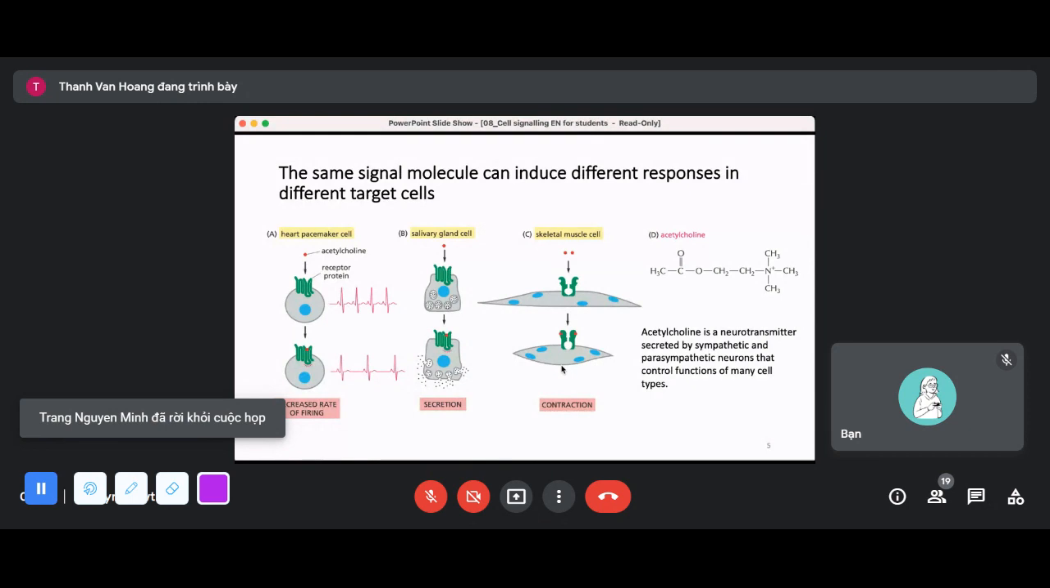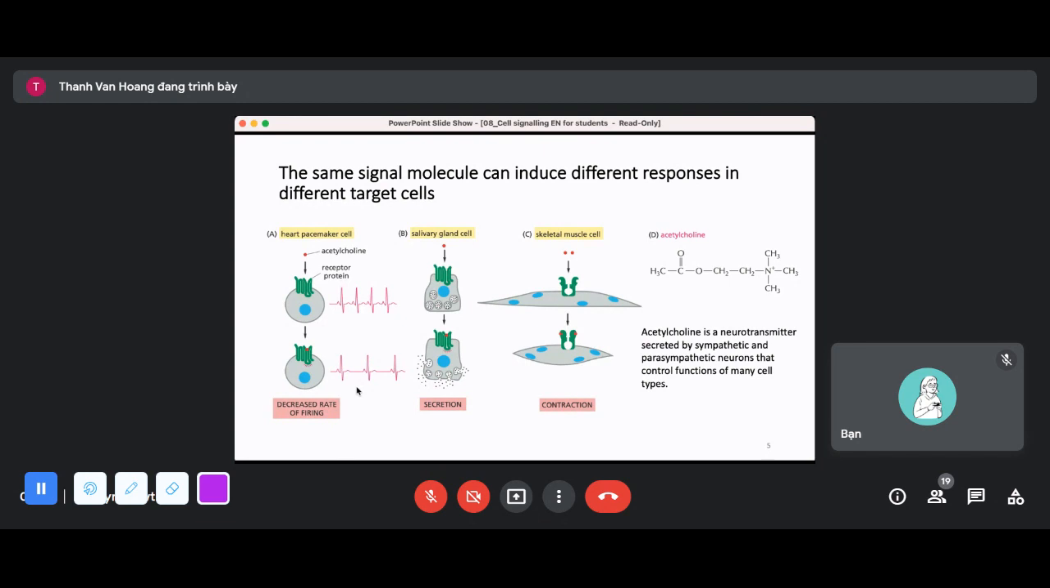So the same signal molecule can induce different responses in different target cells. For example, acetylcholine is a neurotransmitter. It's secreted by our neurons. When acetylcholine is present, our heart beats more slowly, but it has a different effect in other cell systems.